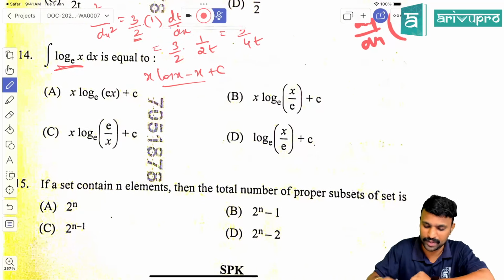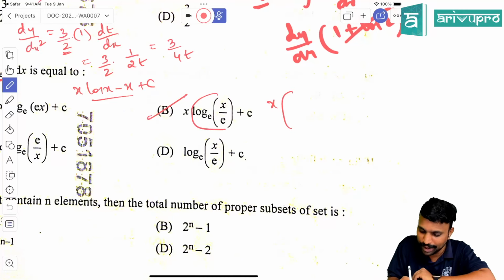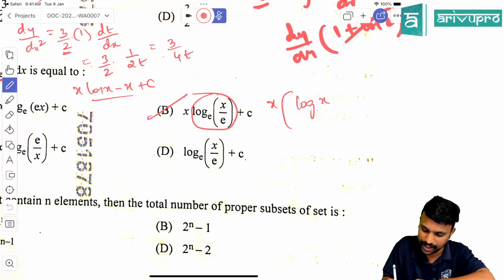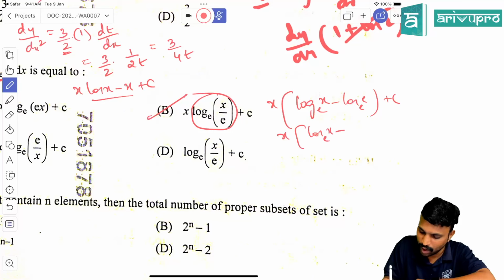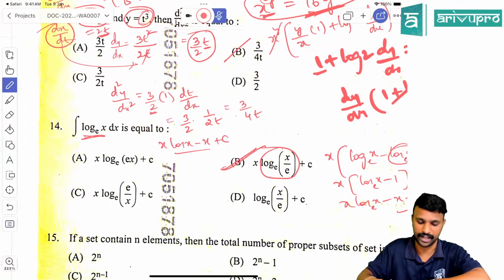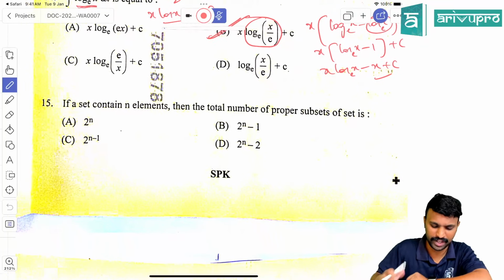If you observe option B clearly, if I remove the bracket and apply the property of log m by n as log m minus log n, we get x times log x to base e minus log e to base e, plus c. What is log e to base e? It is 1. If I remove the bracket, x log x to base e minus x plus c. That means option B itself is the right answer. Is it clear, everybody? All right, let's move on to the next question.